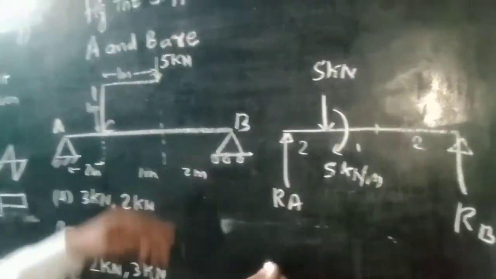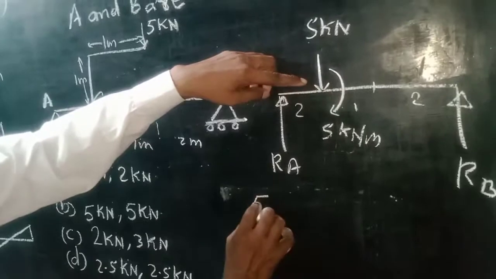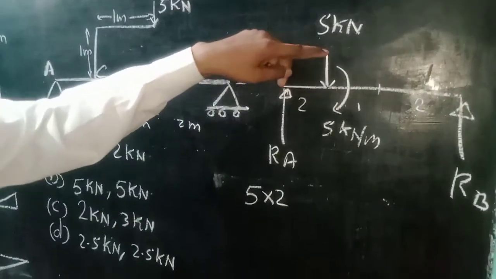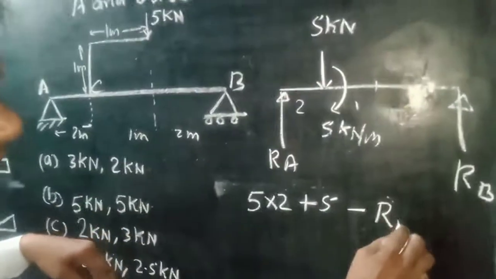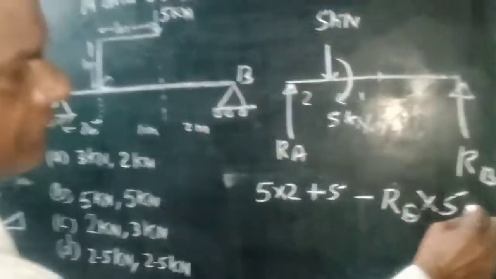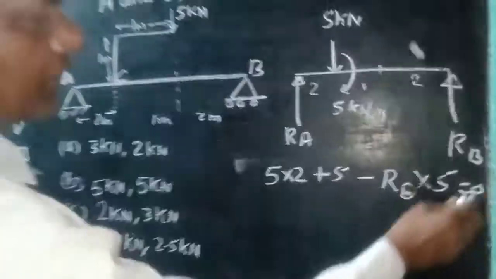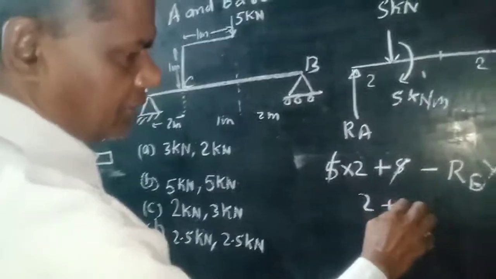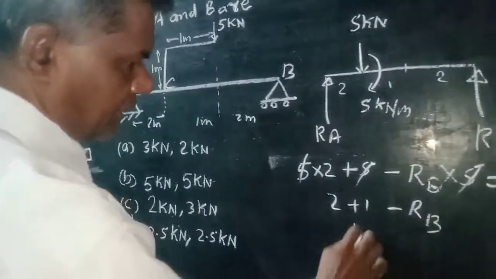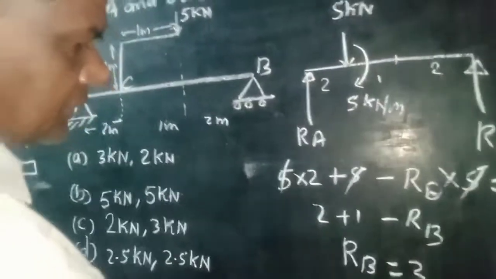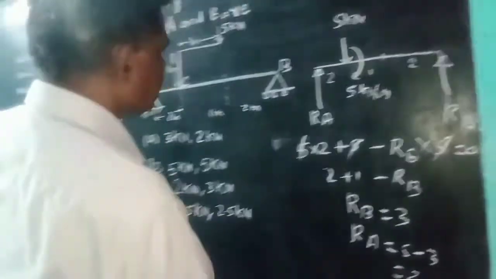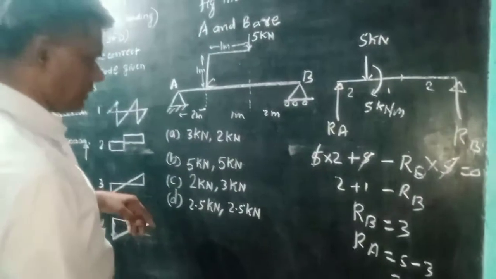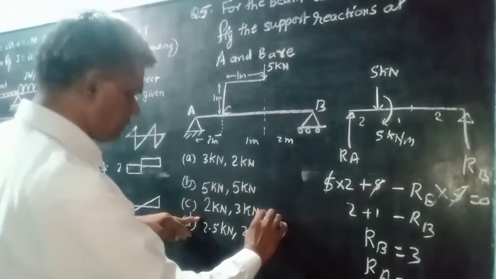Taking moment about A equal to 0, this is 5 multiplied by 2, and this is 5 kilonewton, minus RB multiplied by 5 is equal to 0. This is 2 plus 1, 2 plus 5 equal to 0. So the 5 cancels, 2 plus 1 minus RB. Therefore RB is equal to 3. So RA is equal to total 5 minus 3, which is 2. Therefore RA is equal to 2 and RB is equal to 3. Answer, this is C.